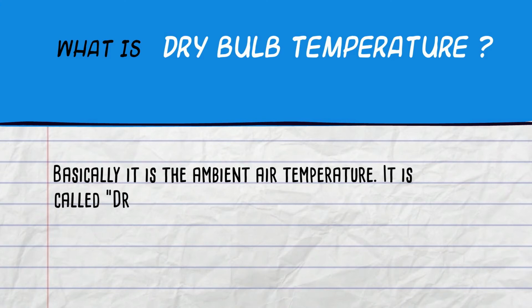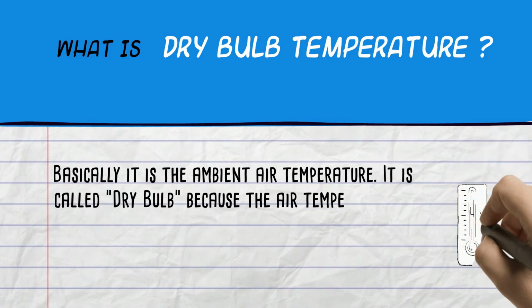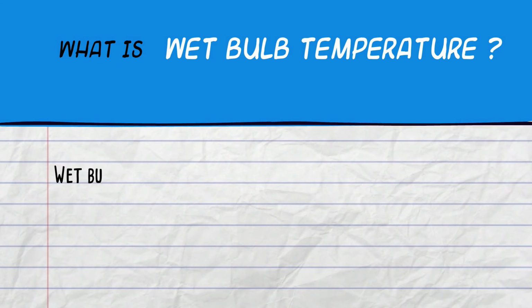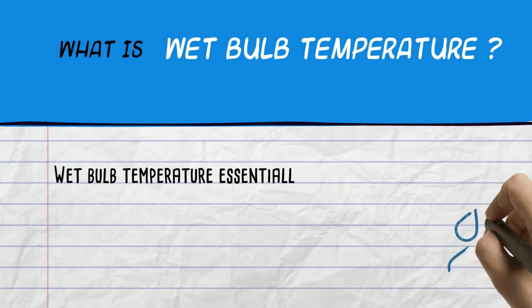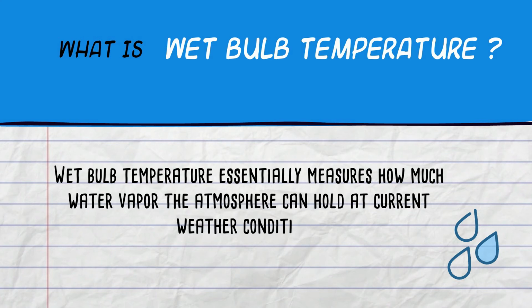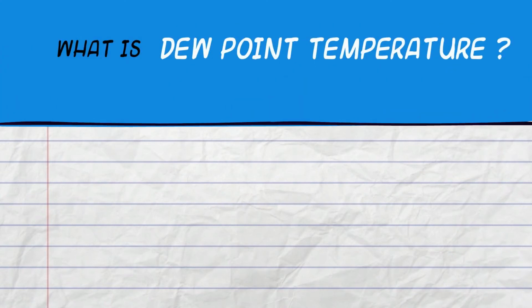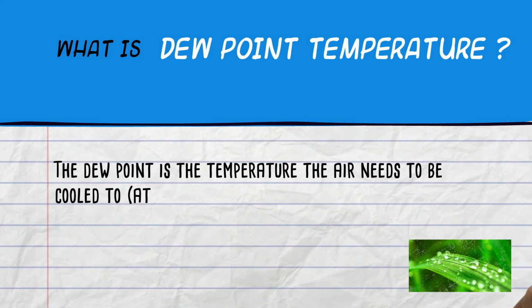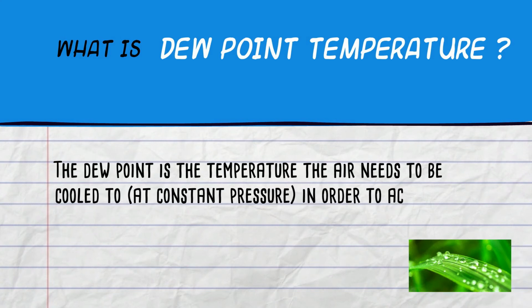It is called dry bulb because the air temperature is indicated by a thermometer not affected by the moisture of the air. On the other hand, a wet bulb temperature essentially measures how much water vapor the atmosphere can hold at current weather conditions. The dew point temperature is the temperature the air needs to be cooled to in order to achieve a relative humidity of 100%.